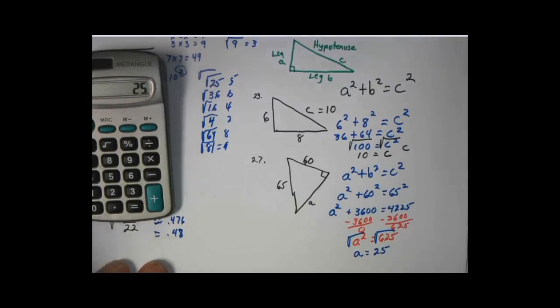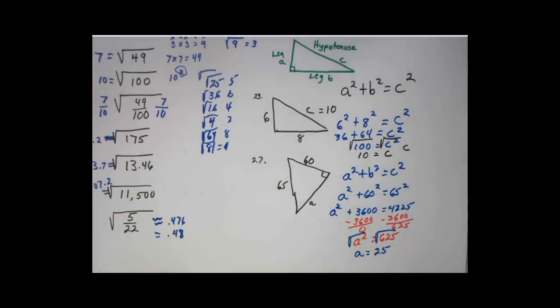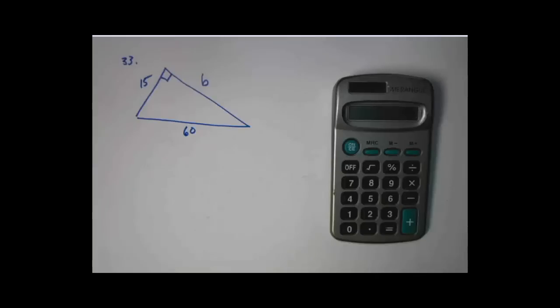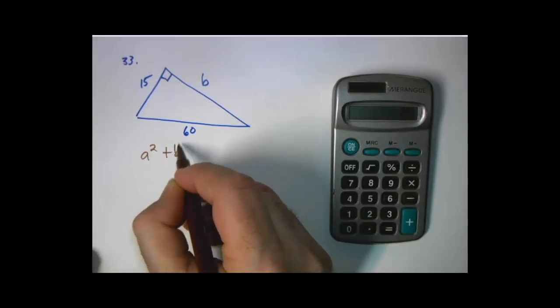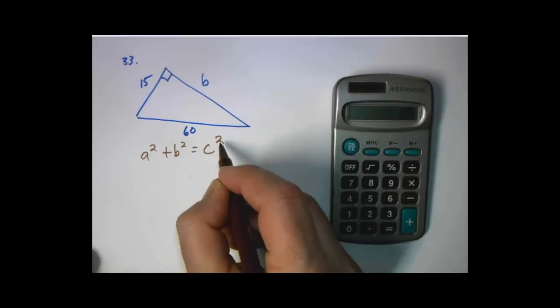A squared plus b squared is equal to c squared, and depending on which variable. Let's do one more of those. Okay, get another sheet of paper out here. Okay, this is problem 33 or 35, and we're missing b this time. So again, we're going to plug in our formula here. A squared plus b squared equals c squared.